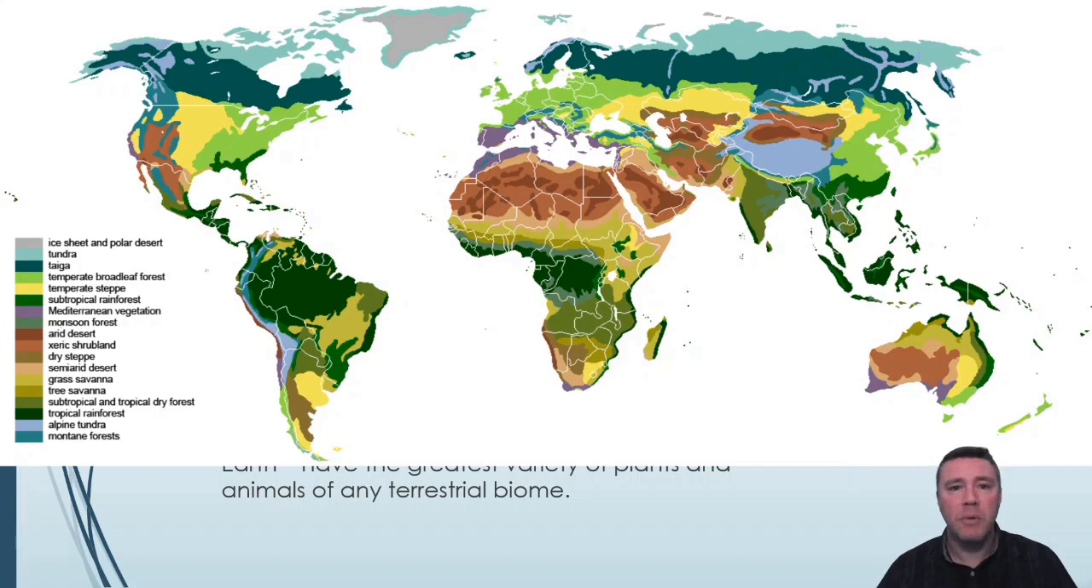As a side note, you may notice that I reference tundra and taiga as just being in the northern hemisphere, and that can be explained by the fact that more of the Earth's land area is present in the northern hemisphere than in the southern.